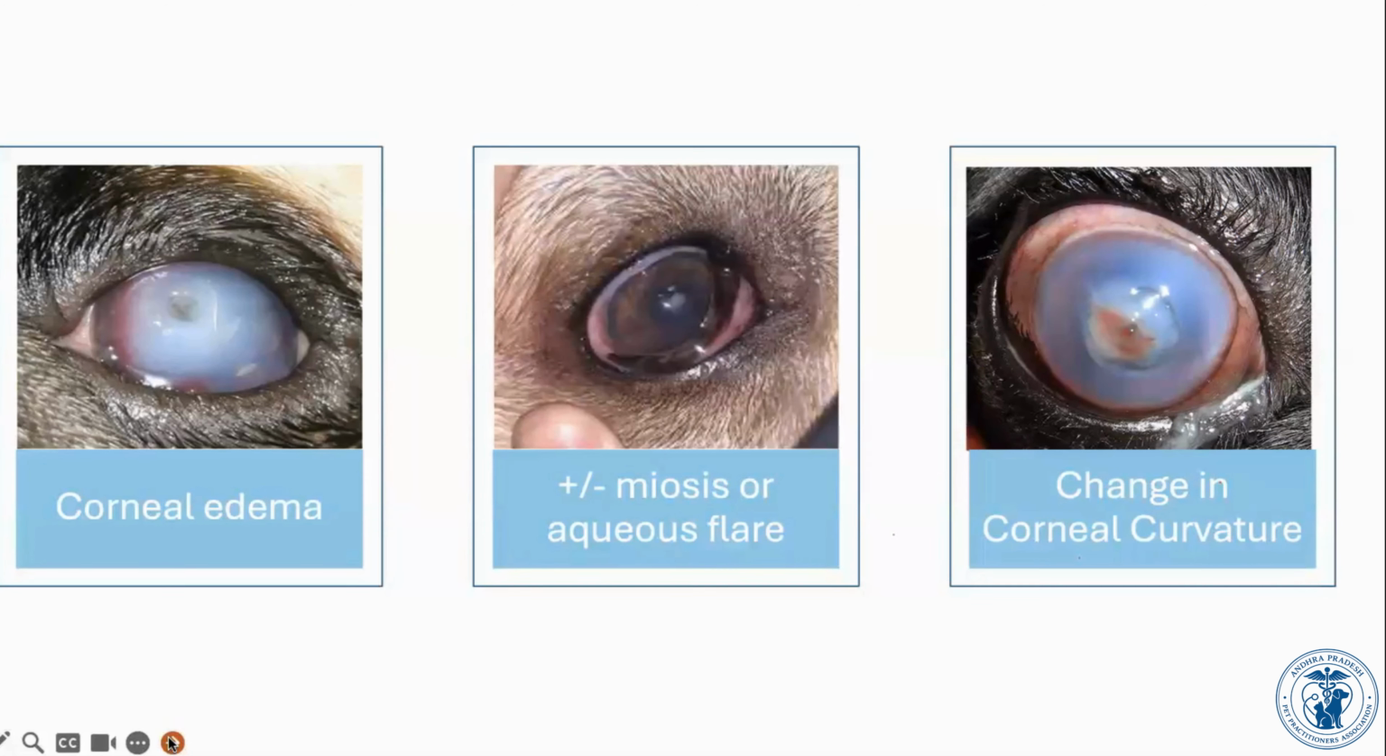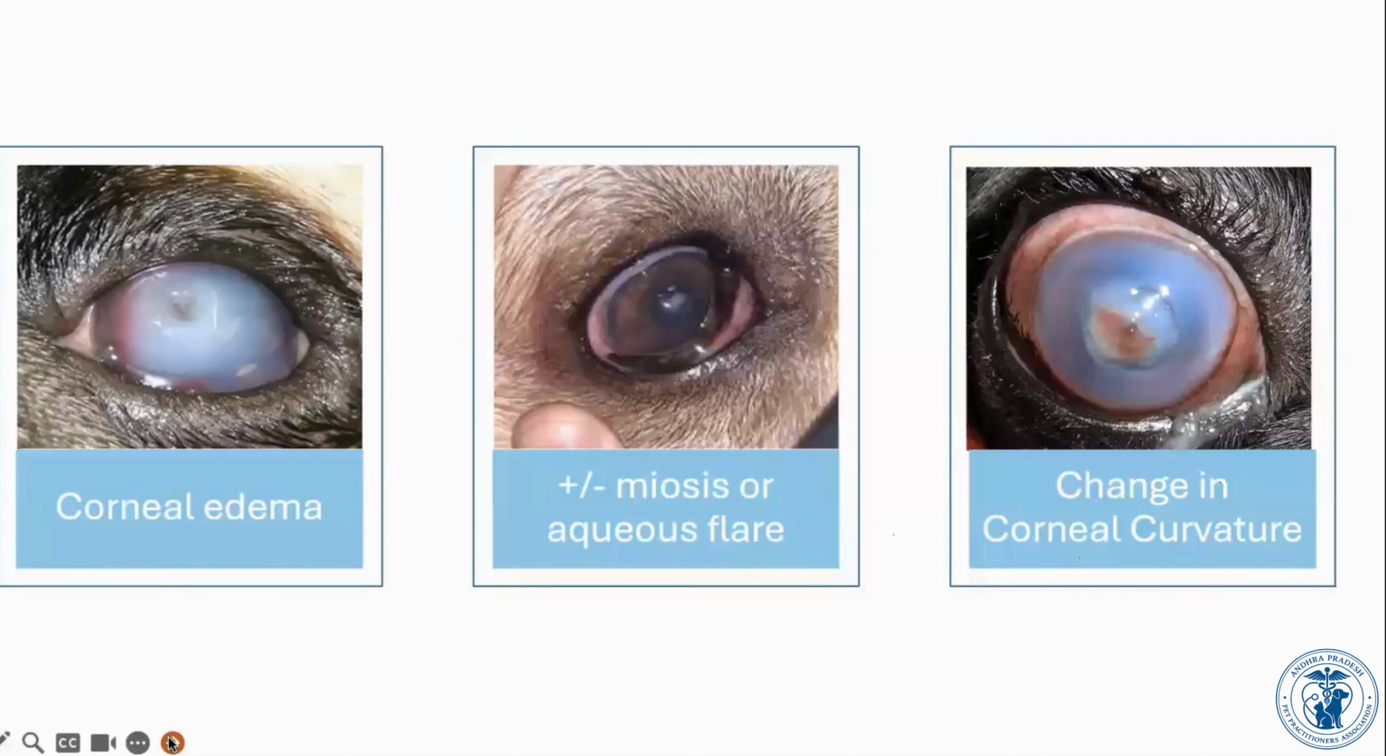And sometimes, in some cases when there is an infected ulcer, it goes so bad that the pupil will be miotic, and there'll be a little haziness even in the aqueous humor. That is called reflex uveitis, which has happened in response to the infected ulcer on the eye.